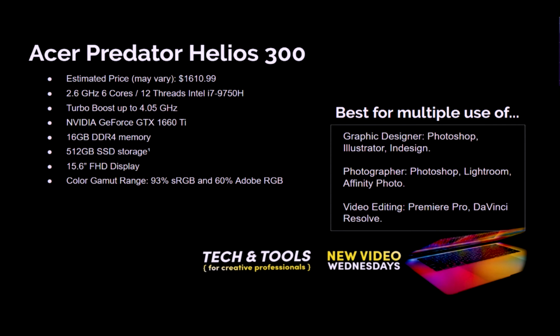Okay, the estimated price on this one is $1,610. You get the i7-9750H processor, 6 cores and 12 threads at 2.6 base clock and a 4.05 turbo clock. It comes with the GTX 1660 Ti, 16 gigs of RAM, 512 gigs of solid state hard drive, and a 93% sRGB with a 60% Adobe RGB.